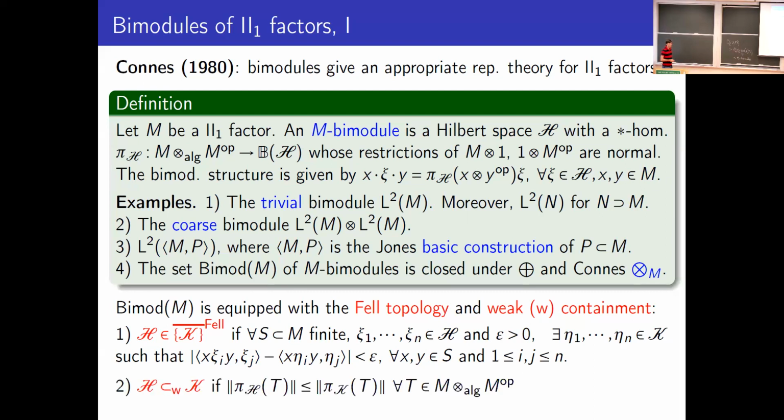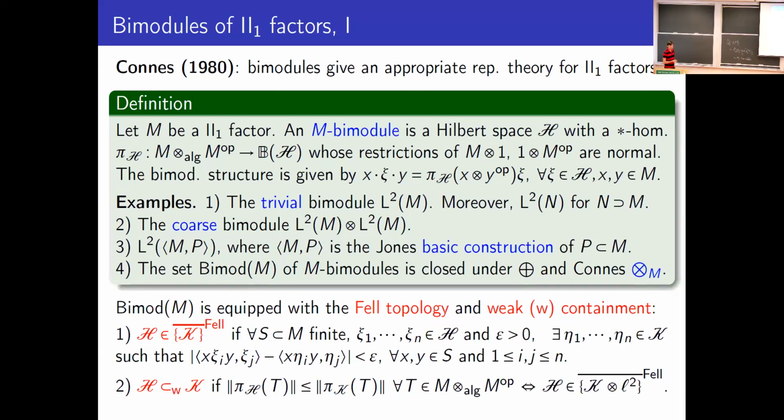Now, there's the notion of weak containment, which at first looks a bit different. So H is weakly contained in K if, again, we have two star homomorphisms on the algebraic tensor product of M with M op, and H is weakly contained in K exactly when pi of H induces a smaller norm than pi of K on this algebraic tensor product. So this is very much analogous to the notion of weak containment for unitary representations.